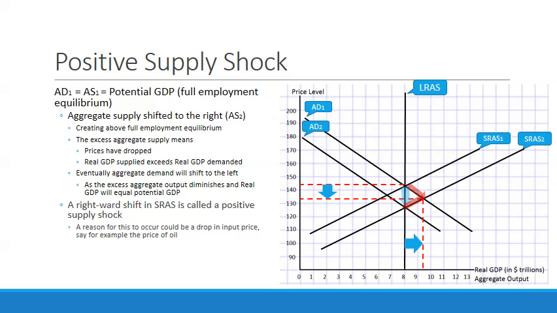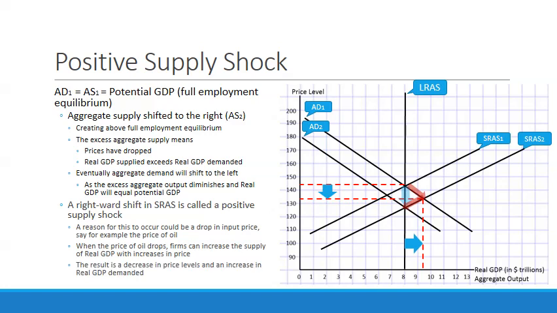Now that creates a surplus in the market temporarily. And as that surplus is bought up, then of course demand levels will fall back to potential GDP. So when the price of oil drops, firms can increase the supply of real GDP without increases in price, and the result is a decrease in price level and an increase in real GDP demanded.